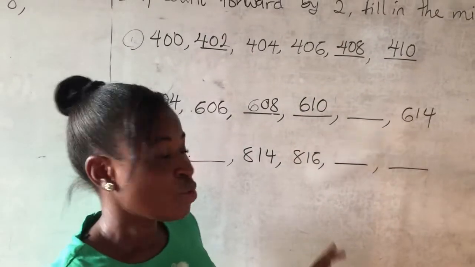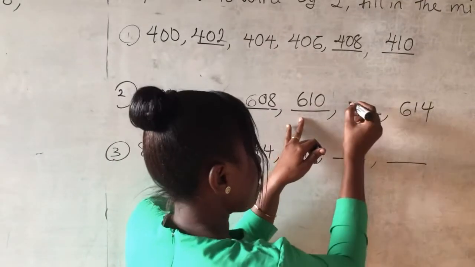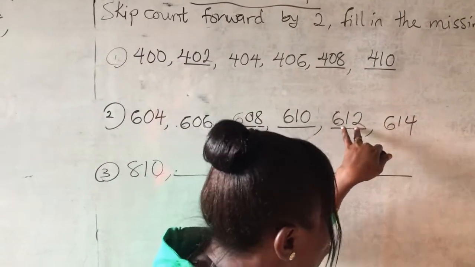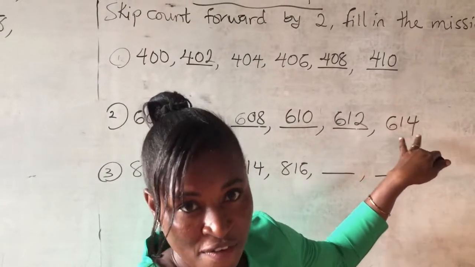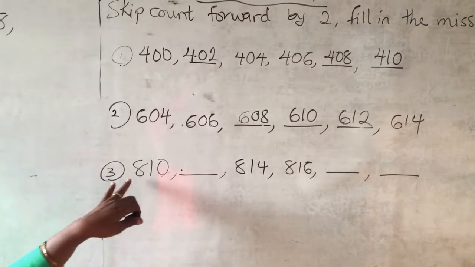610. When you add 2 to 10, what will you get? 12. So we have what? 612. When you add 2 to this 12, or this 2, you get what? 4. We have what? 614. Very good. Now let's move on to number 3.